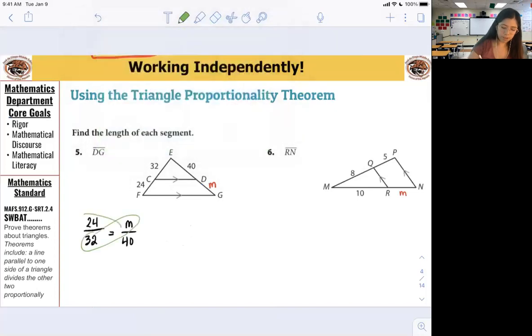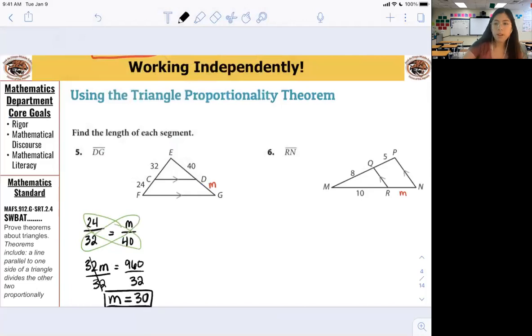So 32 times m, got 32m, equals 40 times 24. What do you get for that? Forty times 24. 960. Divide both sides by 32. We get m equals 30. Perfect. Anybody have any questions on number 6? Or 5, I mean?